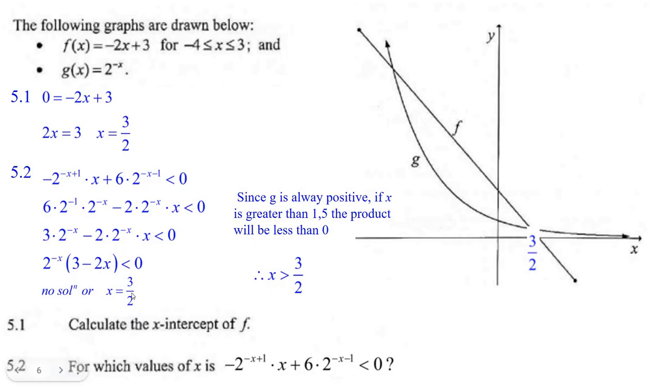But what would make it less than 0? Well, if I go any bigger than 3 over 2, if x is greater than 3 over 2, then it's going to be less than 0. No matter what the value is, 2 to the minus x can never be 0. Whatever it is, it's always positive, so if x is greater than 3 over 2, the product will always be less than 0. So that's your answer. x is greater than 3 over 2. All done. A little bit tricky, though.